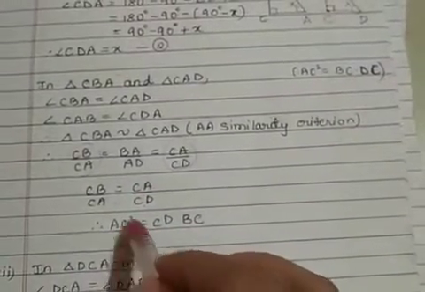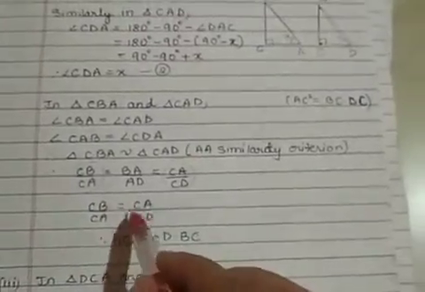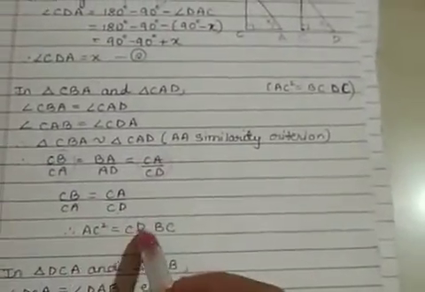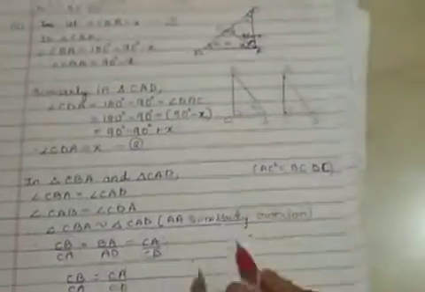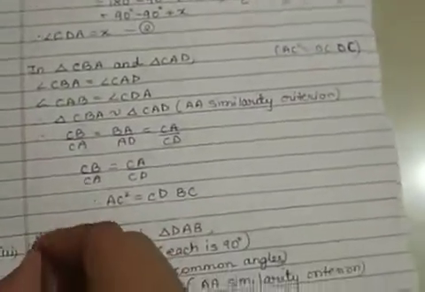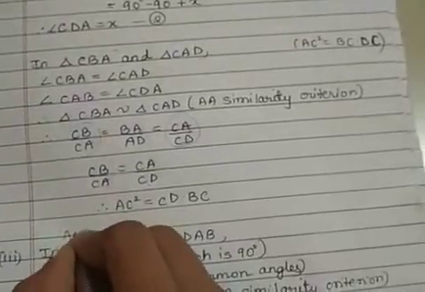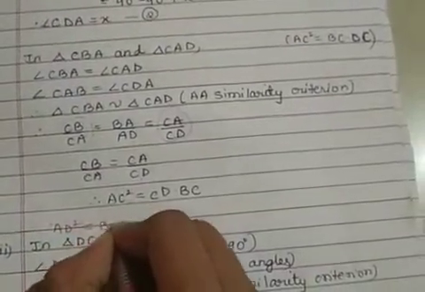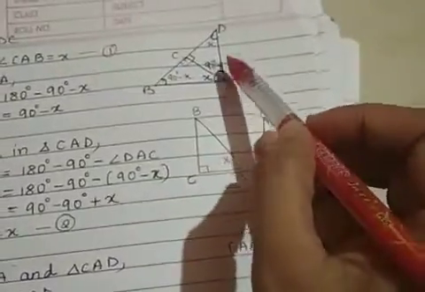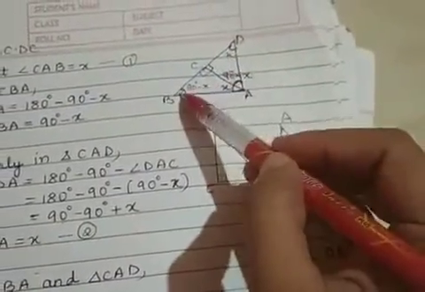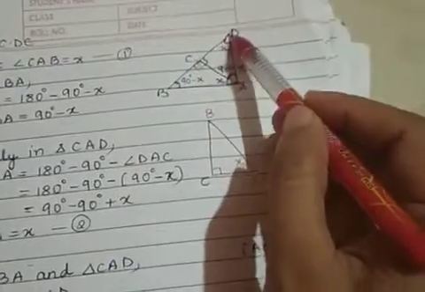So AC square is equal to CD into BC, or DC into BC. Now let us take the third one. In the third case, you have to prove AD square is equal to BD into CD. So you have to show AD square equal to BD into CD.